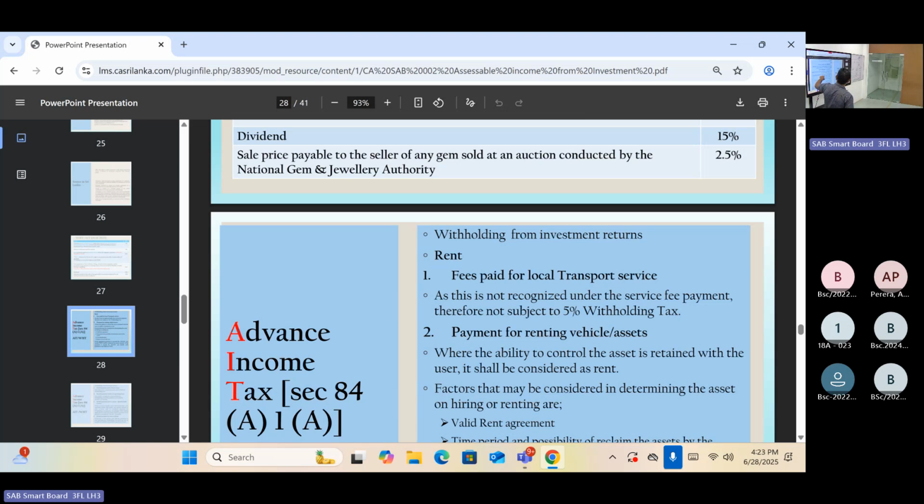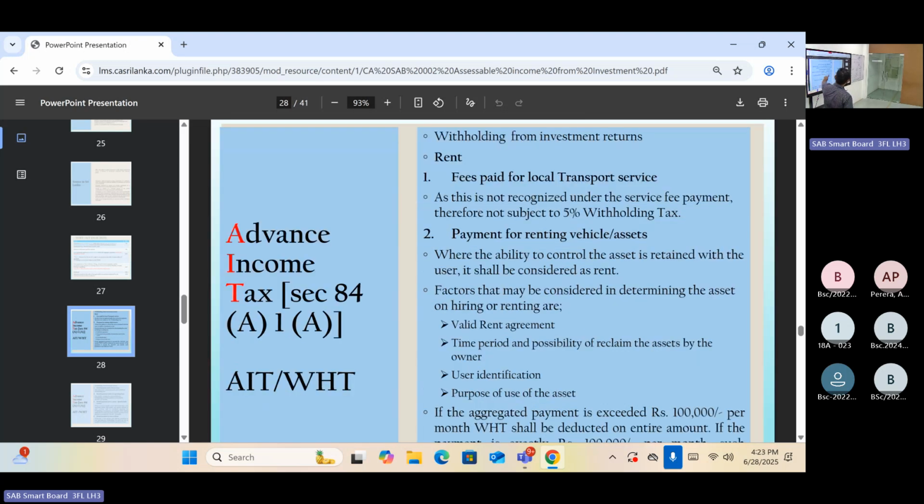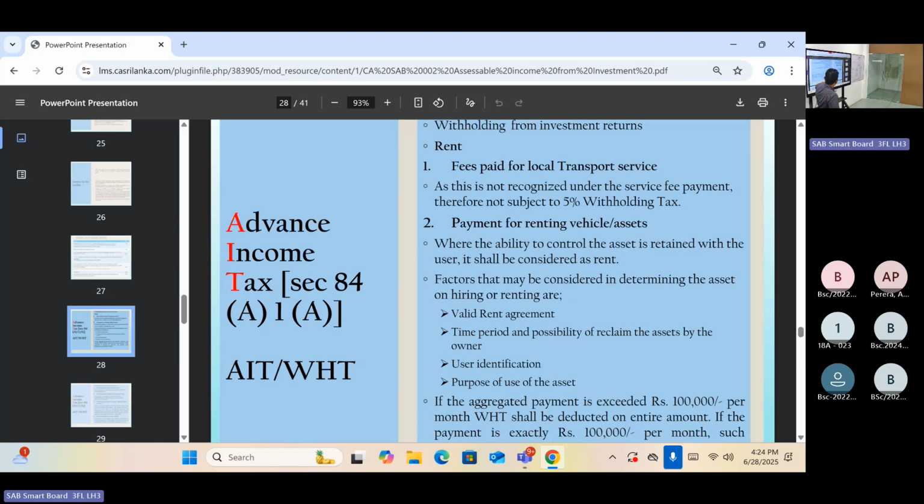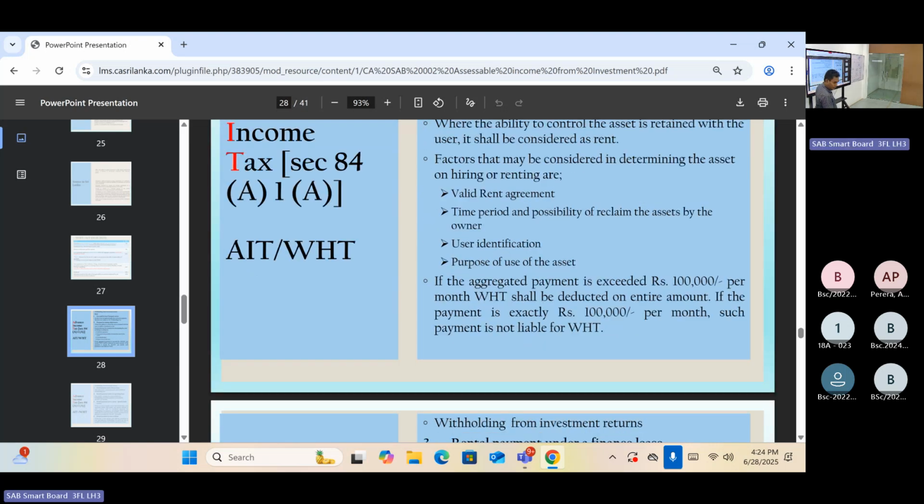So how to determine whether it is coming under rent or not? Whether the ability to control the asset is with the tenant. If it is the case here, ability to control the asset. Fuel, maintenance, everything is done by us. So in such a case, this is coming under rent. So if the aggregate monthly payment of the rent is more than 100,000, on the total amount we need to deduct 10% tax.